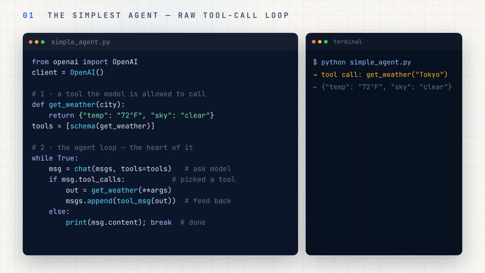Let's run it. The model calls getWeather, sees the result come back, and writes a real grounded reply. And that's it, a working agent in about 15 lines. Everything else we build today is just making this one loop smarter.